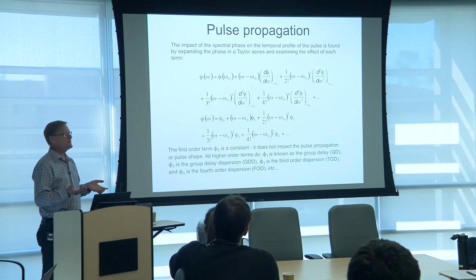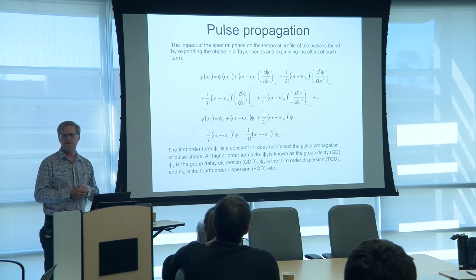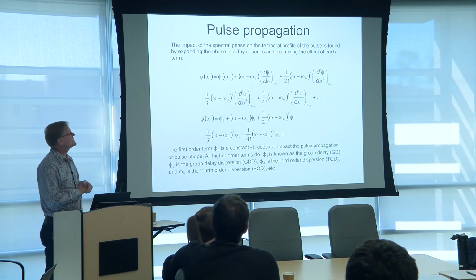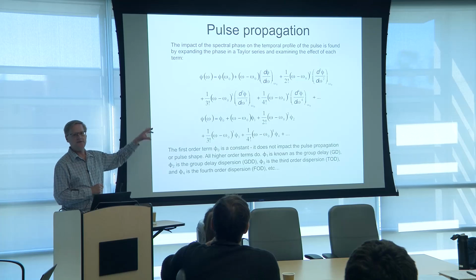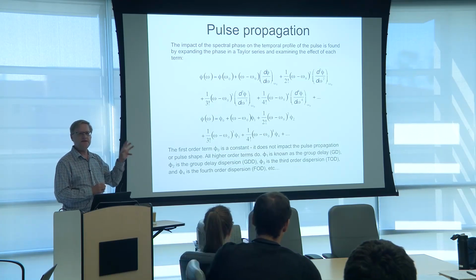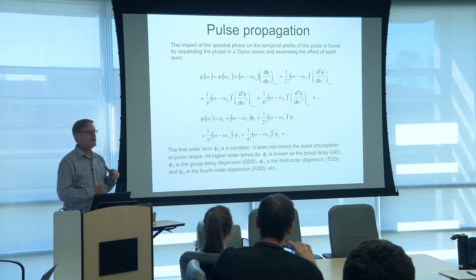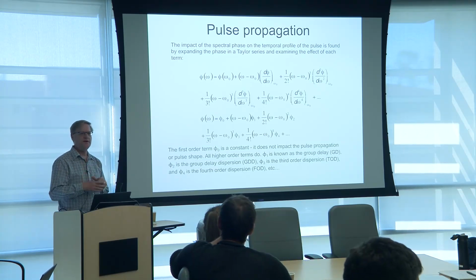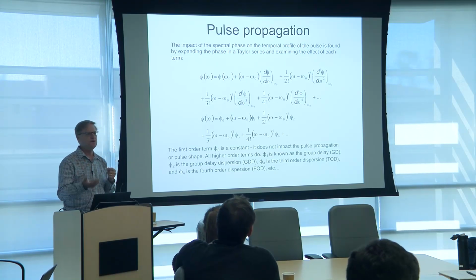You want that phase to be as flat as possible, but the tool to help develop strategies to mitigate any deviations of the phase is to do a Taylor series expansion on the phase and understand what each one of those terms does. If you understand that, then I can say, okay, I need to knock out these different orders.